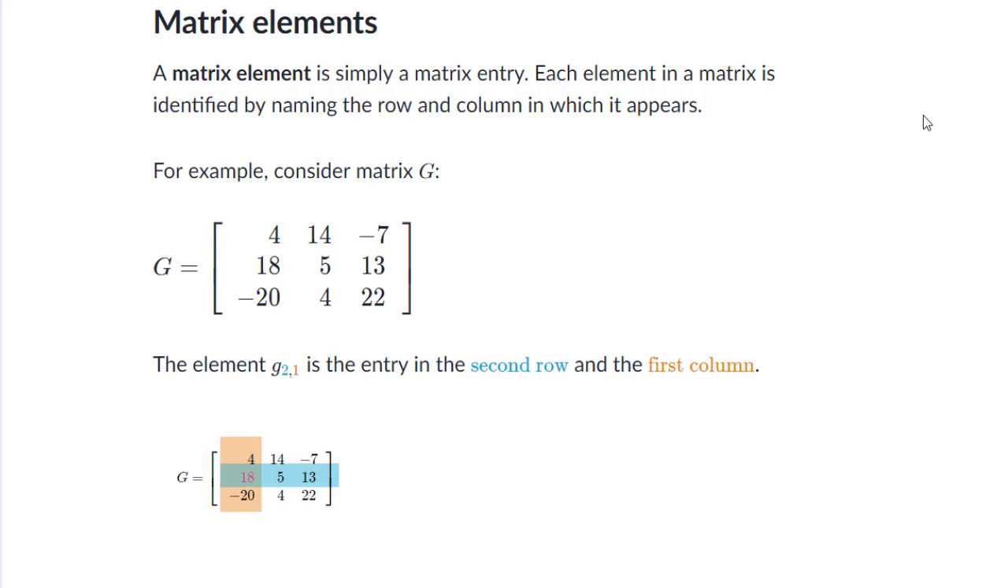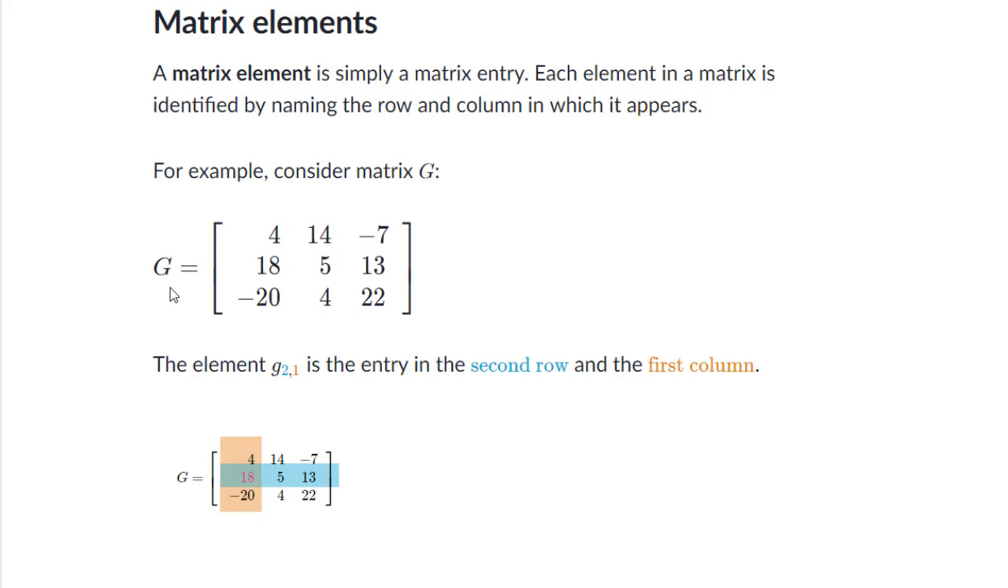Today our topic of discussion is matrix elements. A matrix element is simply a matrix entry. Each element in a matrix is identified by naming the row and column in which it appears. For example, consider matrix G.